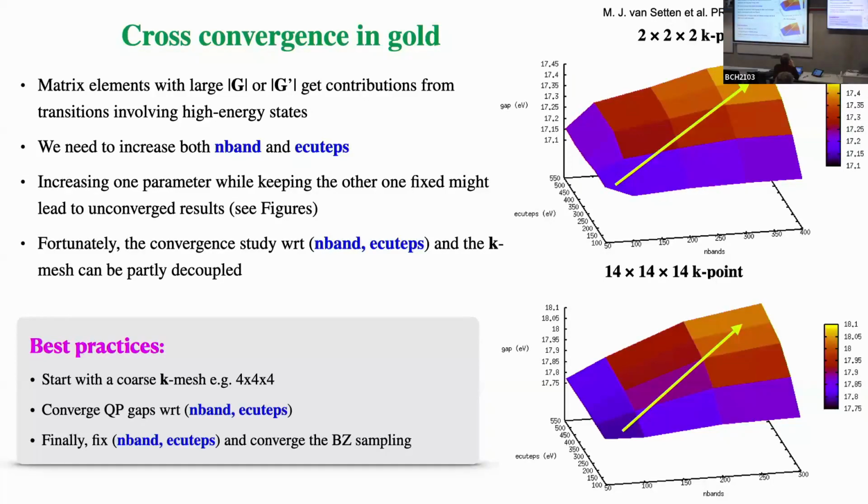Another point is that we found that this kind of cross-convergence study can be done at a relatively small k-point sampling. So you can start with Gamma only or 2x2x2, perform this analysis to find the optimal values of the bands and the cutoff, and then start to increase the k-point sampling.